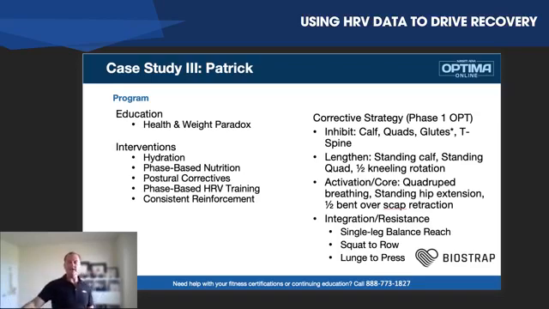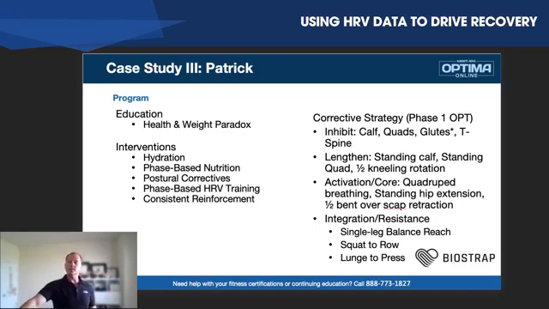Then whenever we get into the activation and the core, we see the overlap here between corrective exercise and phase one of the OPT model. I would get him back into a quadruped position, just like we did with Ann, and work on some breathing there. So that's going to help activate those muscles the way we need.